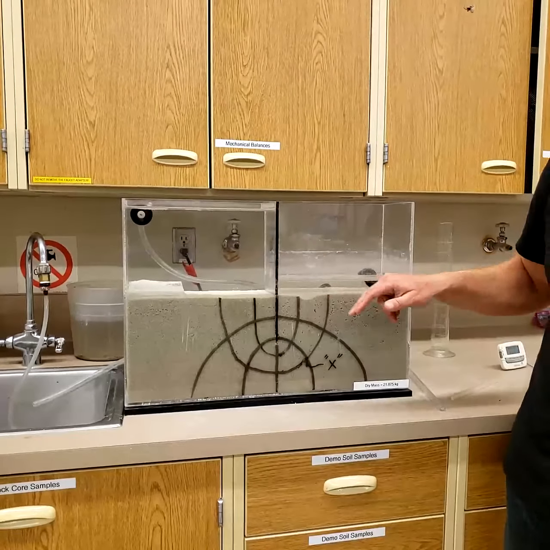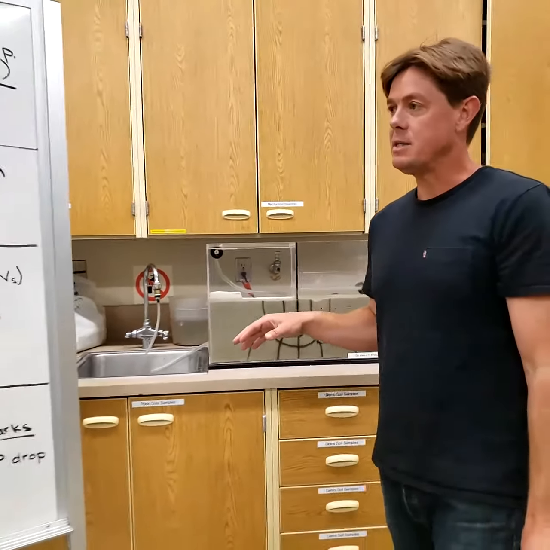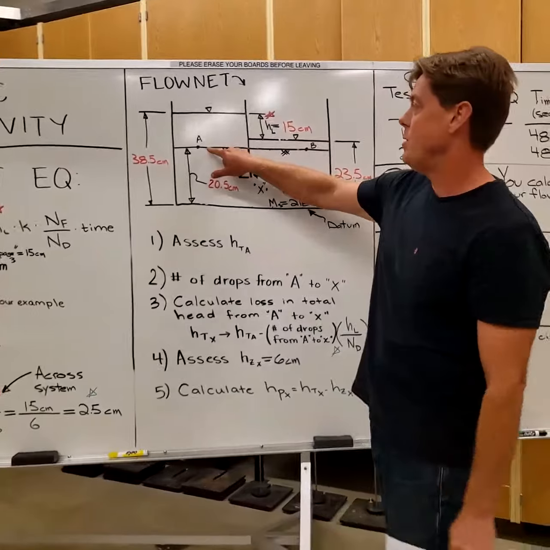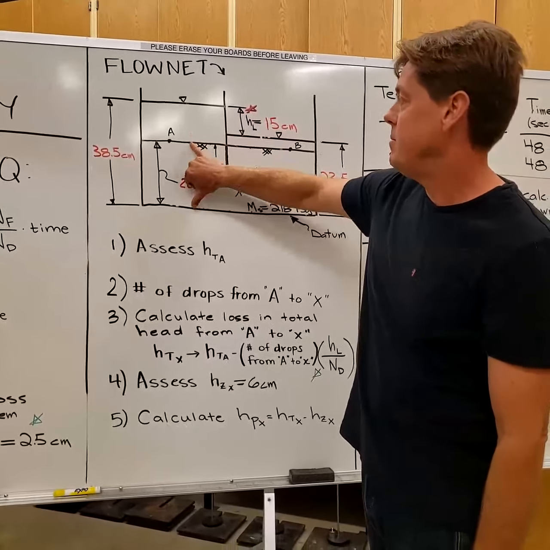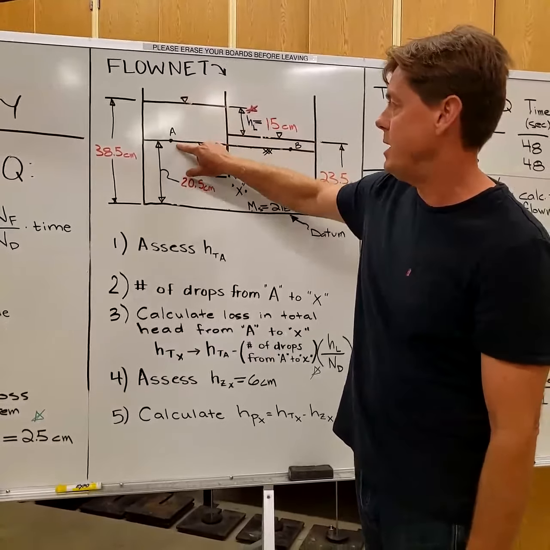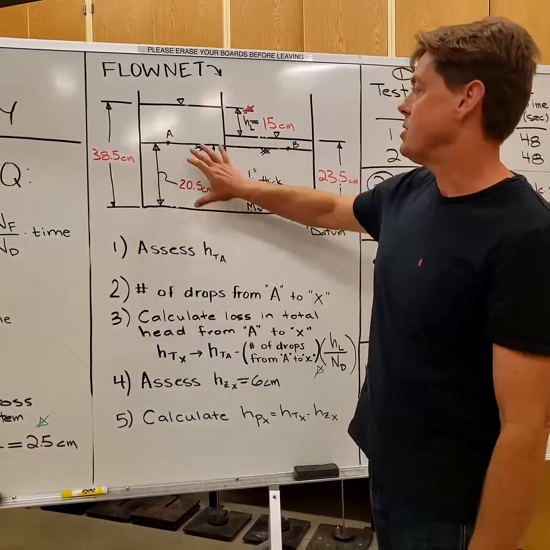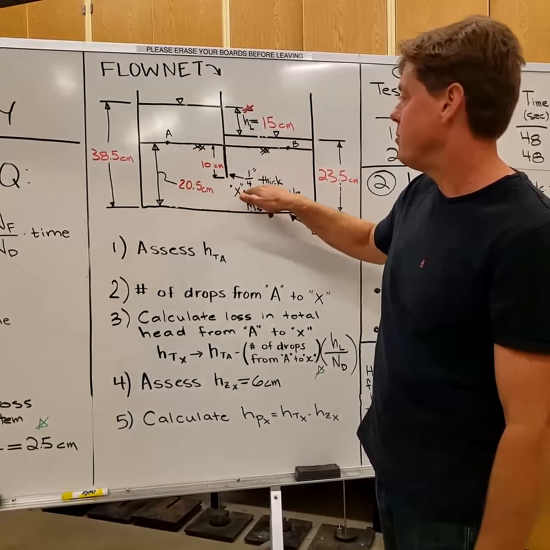The strategy we're going to use to calculate the pressure head at X is to start at point A, where we have a known total head, namely the elevation head plus the pressure head. The total head at A for us happens to be 38.5 centimeters. So we're going to start at point A and count how many drops it takes to get over to point X.